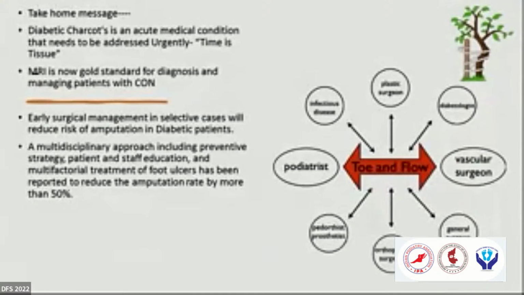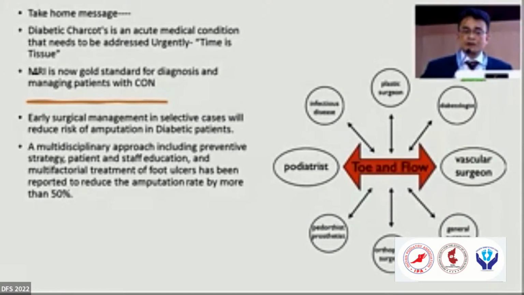So as a take-home message for the final thing, we are looking from the toe to flow, from the podiatrist to the vascular surgeon, involvement of all the multidisciplinary team. We should work to make sure patients don't lose their limbs. Diabetic Charcot is an acute medical condition, and the theme is time is tissue. Remember, acute diabetic foot attack is nothing less than an acute myocardial infarction or a stroke. This is very important. MRI is now turning out to be a gold standard. Early surgical management is very important, and a multidisciplinary team approach is quintessential to prevent amputations.